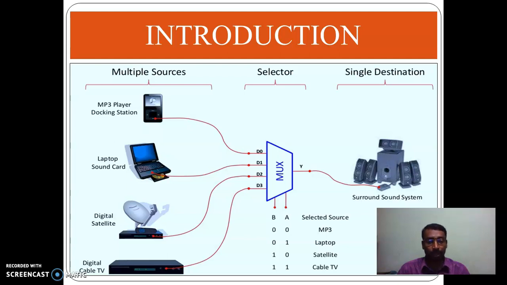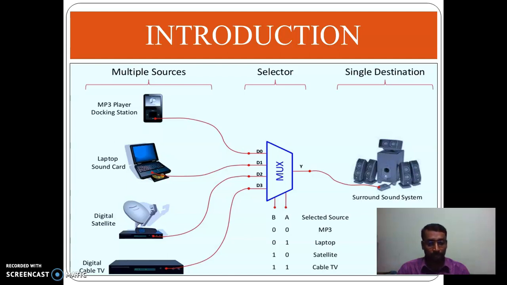If I select 0 0, it indicates the MP3 player, logging systems, that feed to your multiplexer and produce in the output. The output is nothing but the surrounding systems, a speaker. So whichever input you select with the help of the select inputs is fed to your multiplexer and then produced in the output that is present in your surrounding systems.